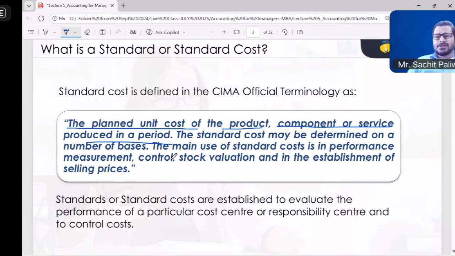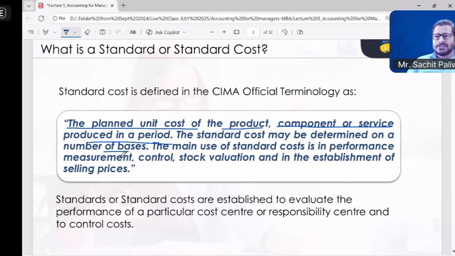The standard cost may be determined on a number of bases, and the main use of a standard cost is in performance measurement. So basically, through standard costing we are measuring the performance of the business, how we are actually producing. We first set the standard, then go for the actual production and check the differences. The differences could be favorable or unfavorable, and that process is called variance analysis. So that we will also discuss.